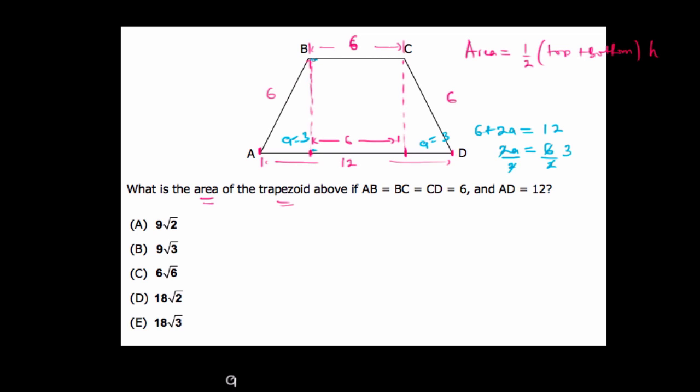Now to find the height, I can only get the height by applying the Pythagorean theorem to a side of the trapezoid. That is, I'm going to apply the Pythagorean theorem to this triangle here. Alright, I'm going to bring this triangle out and then draw it below.